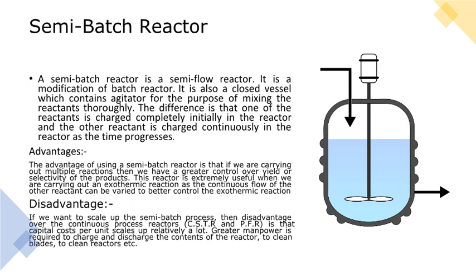And the disadvantage, if we want to scale up the semi-batch process, over the continuous process reactors, CSTR and PFR, is that capital costs per unit scale up relatively a lot. Greater manpower is required to charge and discharge the contents of the reactor, to clean blades, to clean reactors, etc.